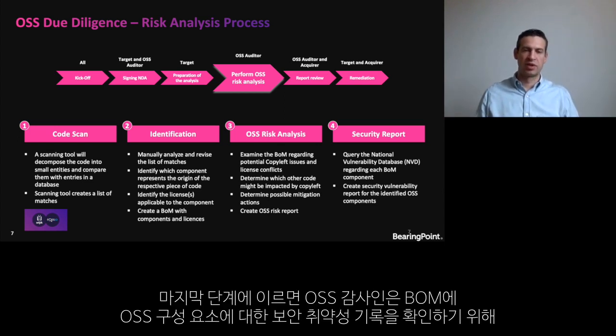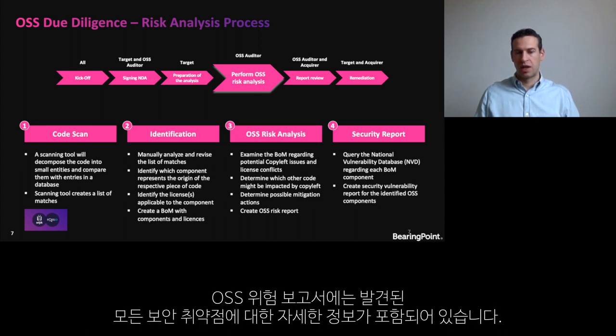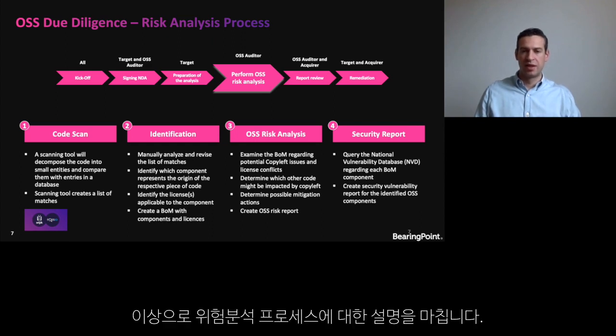And coming to the last step, the OSS auditor finally performs a query in the National Vulnerability Database in order to see if any security vulnerabilities are recorded for the OSS components in the bill of materials. The OSS risk report contains detailed information about all security vulnerabilities that are found. So that's the risk analysis process.